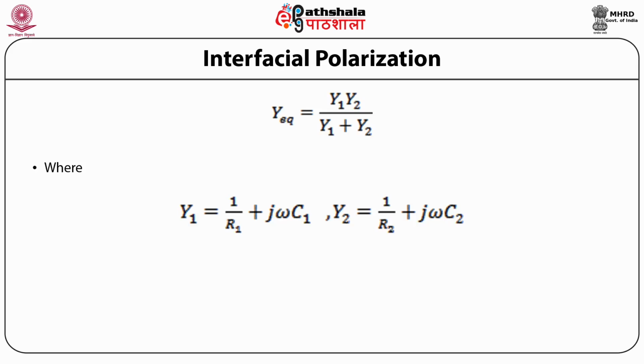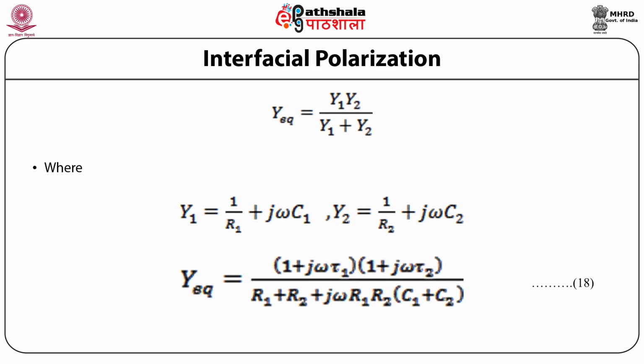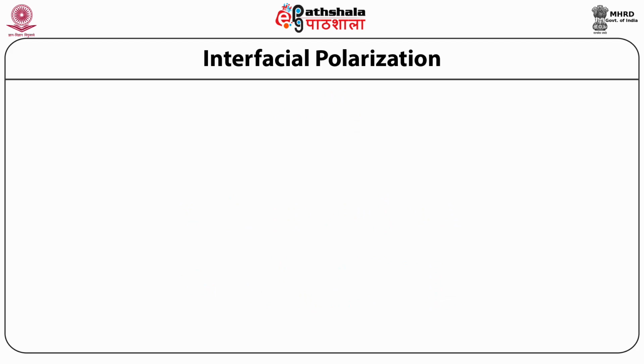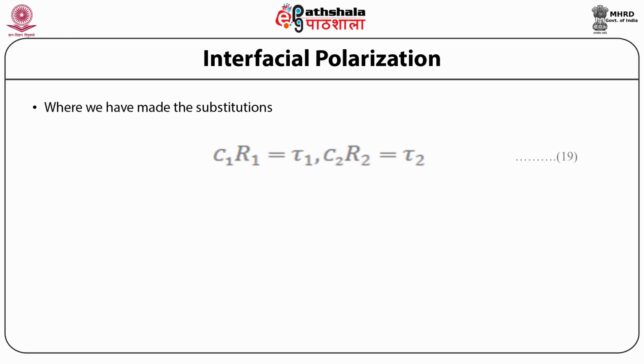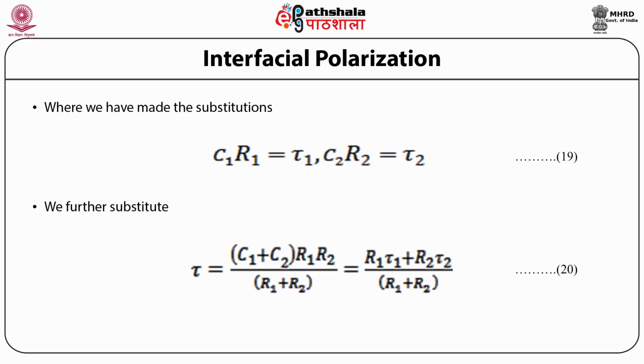This leads to Y equivalent is equal to 1 plus j omega tau 1 into 1 plus j omega tau 2 divided by R1 plus R2 plus j omega R1 R2 into C1 plus C2, where we have made the substitution C1 R1 is equal to tau 1 and C2 R2 is equal to tau 2. We further substitute tau is equal to C1 plus C2 into R1 R2 divided by R1 plus R2, which is equal to R1 tau 1 plus R2 tau 2 divided by R1 plus R2.